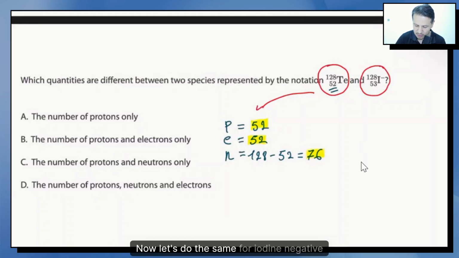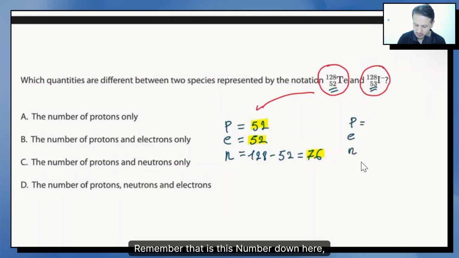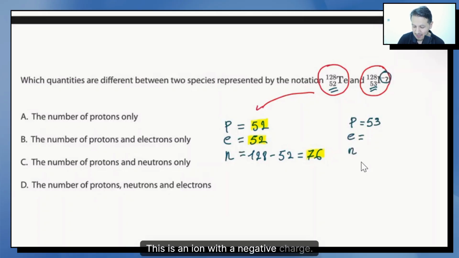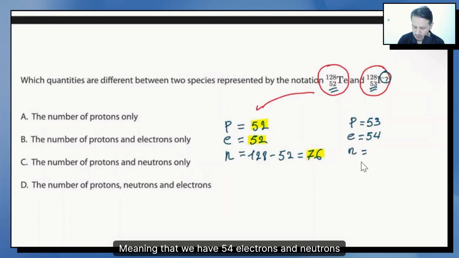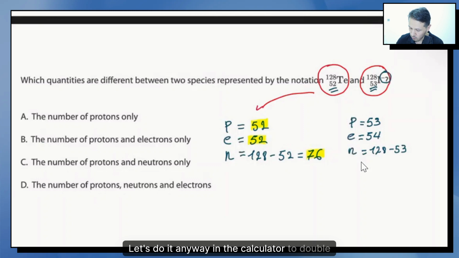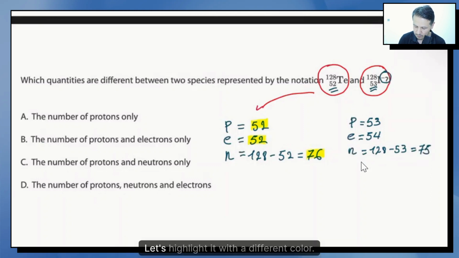Now, let's do the same for iodine negative: protons, electrons, and neutrons. Okay, protons, remember that is this number down here, 53. Number of electrons. This is an ion with a negative charge, meaning that we will have one more electron than protons, meaning that we have 54 electrons. And neutrons will be 128 minus 53. Let's do it anyway in the calculator to double check. Minus 53, and then we have 75. Let's highlight it with a different color: 53, 54, and 75 neutrons.